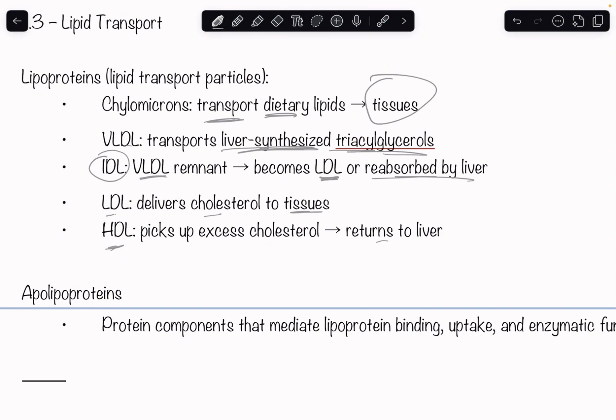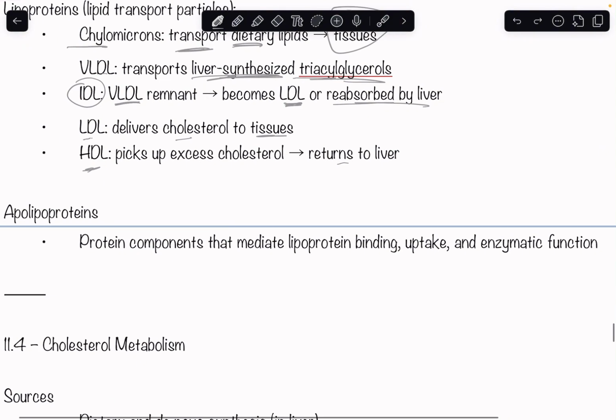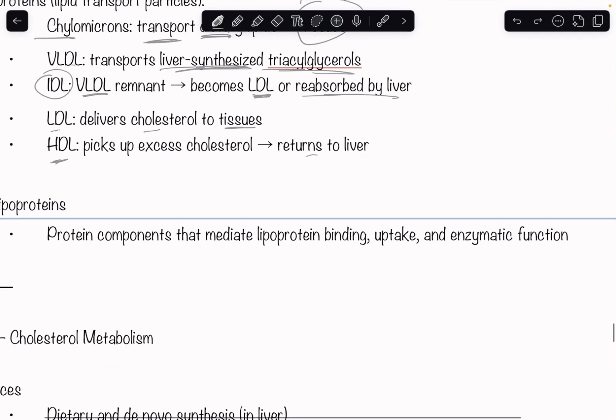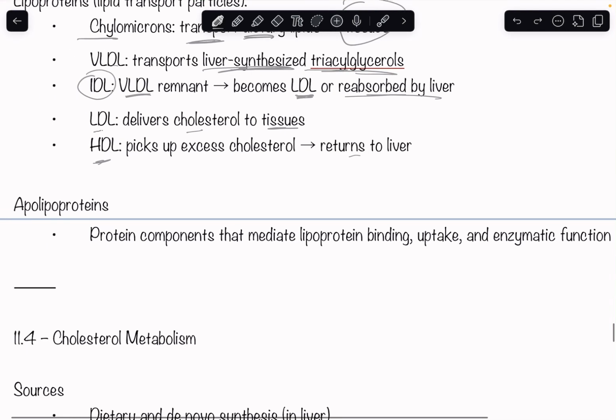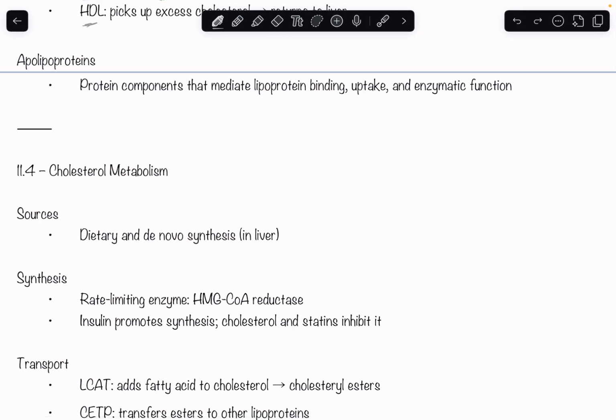This is from least dense to most dense. And last but not least, apoproteins. These are protein complexes that mediate lipoprotein binding as well as uptake and enzymatic function. Okay, we're going to stop there, and then we're going to go ahead and start with 11.4, cholesterol metabolism.